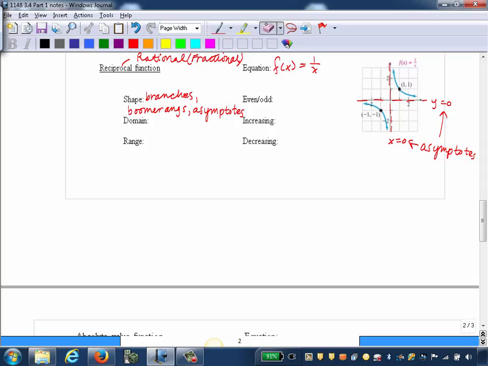So the domain: if we put our pencil all the way left on the leftmost branch and we trace, this graph goes all the way from negative infinity, but then there's a boundary line, this split in the graph. So it's negative infinity, but then at 0 it splits. And then the right branch picks up just past an x value of 0 and increases infinitely to the right. So our domain is negative infinity to 0, union 0 to infinity. So everything except 0.